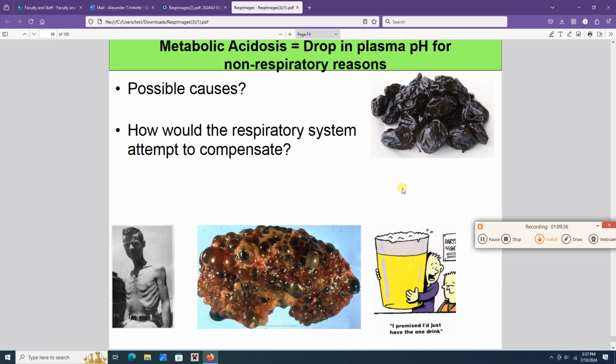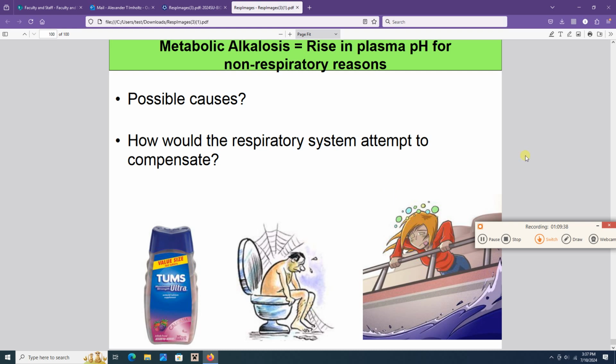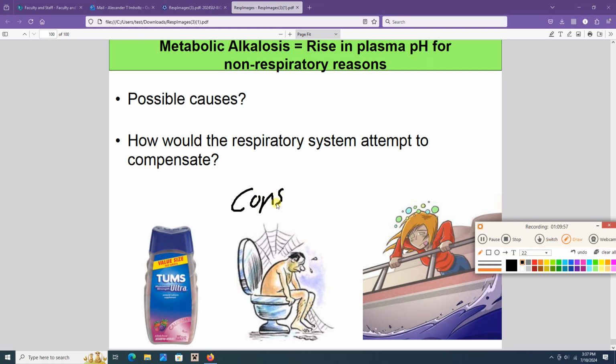One more slide, and that's about metabolic alkalosis. This is a rise in plasma pH for non-respiratory reasons. We just said poop was basic. So if you're retaining poop because you're constipated, that can make you more alkaline. If you overdose on antacids, that can also make your blood more alkaline.